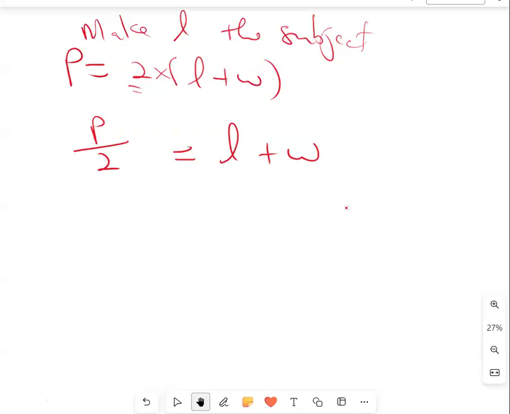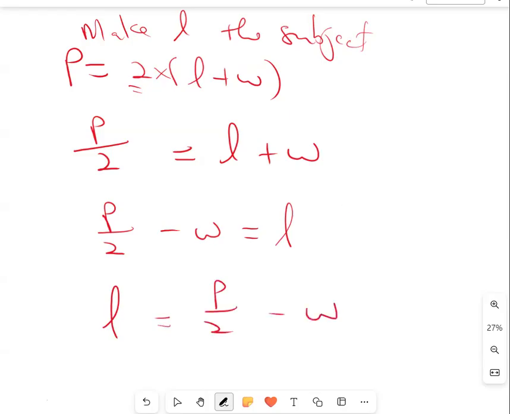All right, so we got rid of the 2. Now we want to get rid of W. We notice that W is connected with a plus sign here. It's added, so you can subtract it from both sides, and you get P over 2 minus W equal to L. See? There you're able to make L the subject. If you want to write it back, it's up to you: L equals P over 2 minus W.